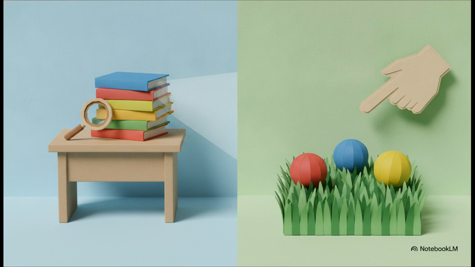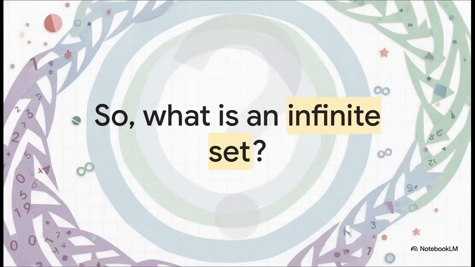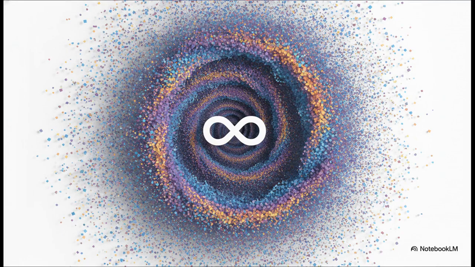For example, say we have a set of 5 books on a desk, or a set of 3 footballs in a field. You count 1, 2, 3, and boom, you stop. Because the counting ends, it's finite. Now, I want to challenge you. If finite means the counting comes to an end, what is the exact opposite of that? What's an infinite set? An infinite set is a set where the members cannot be fully counted. The counting literally never ends.